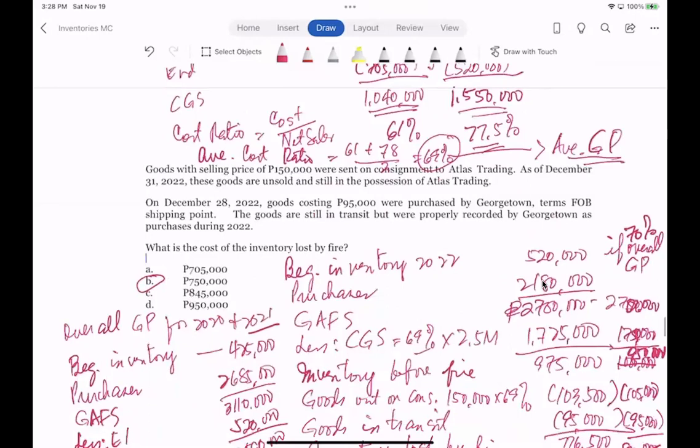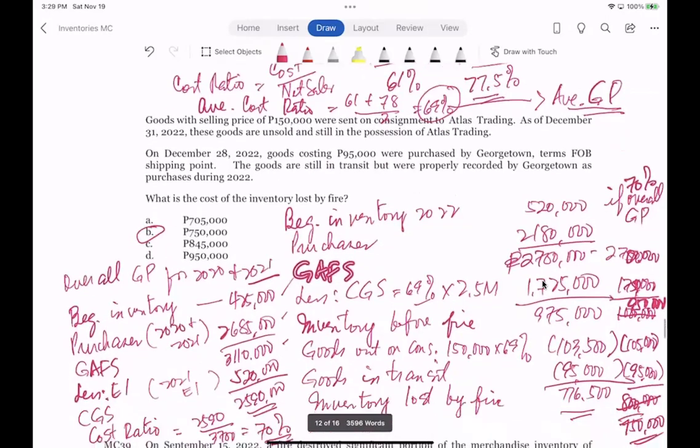Again, to compute for your overall gross profit ratio for 2020 and 2021, your beginning inventory is the beginning of 2020. Add purchases for both years, 2020 and 2021. So that will be your goods available for sale, deduct ending inventory. Your ending inventory here is 2021 ending inventory, which in the problem is given as inventory January 1, 2022.